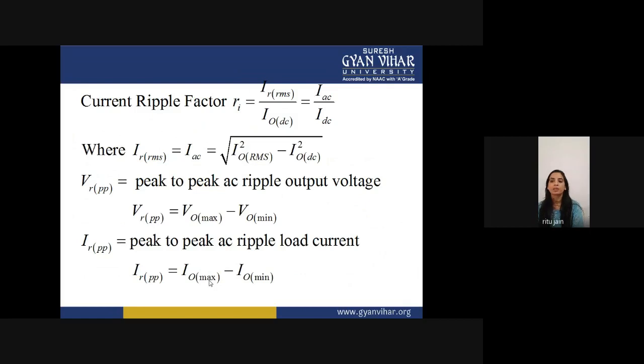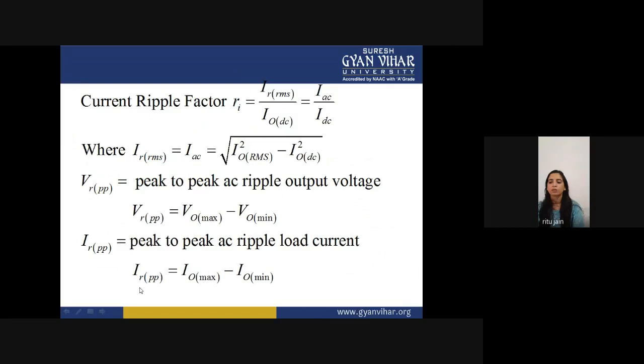Peak to peak AC ripple output voltage, you can write this formula. V RTP is equal to peak to peak AC ripple output voltage. So V RTP is equal to V naught max minus V naught minimum. So I R is equal to peak to peak AC ripple load current. So this is your RMS value of the current, and this is your I naught maximum and I naught minimum. So this is your peak to peak AC ripple load current.